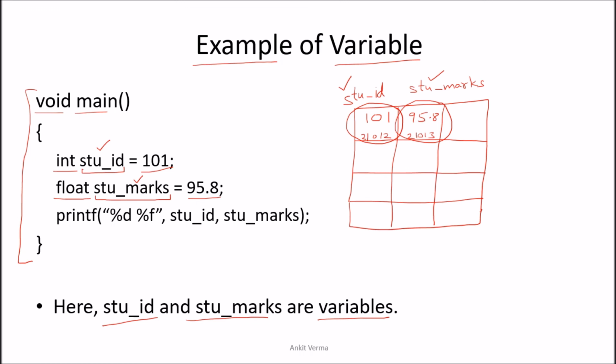Now these variables we can further use for printing. Print %d, %d for the integer value, and this stu_id will be given to the %d, then %f for the float value, and this student marks will be given to the float. So these two values will be printed on the screen. So that is all about the variable.